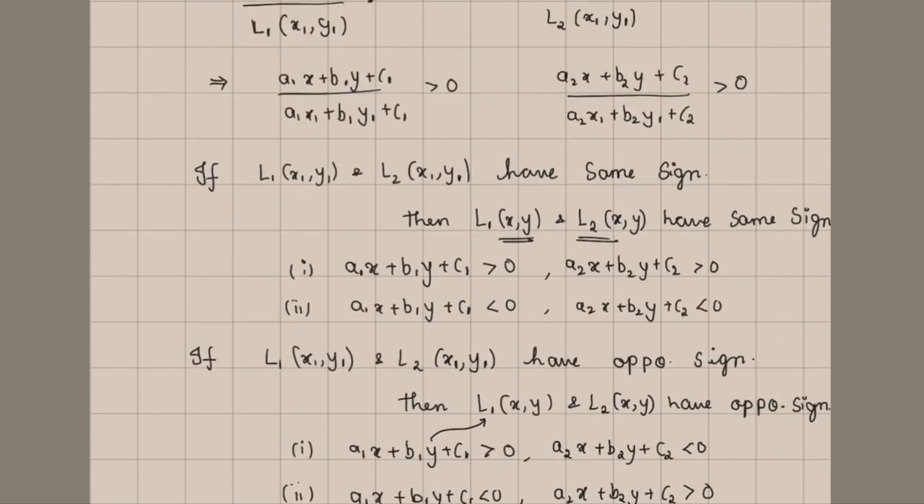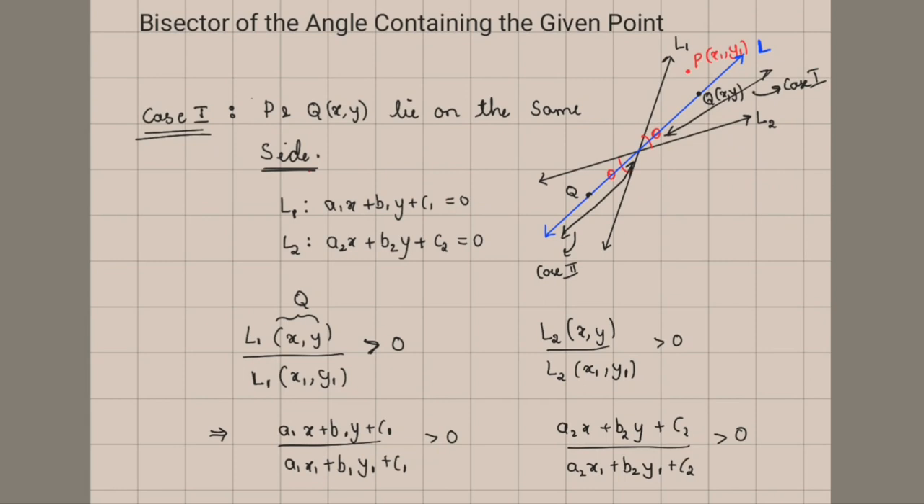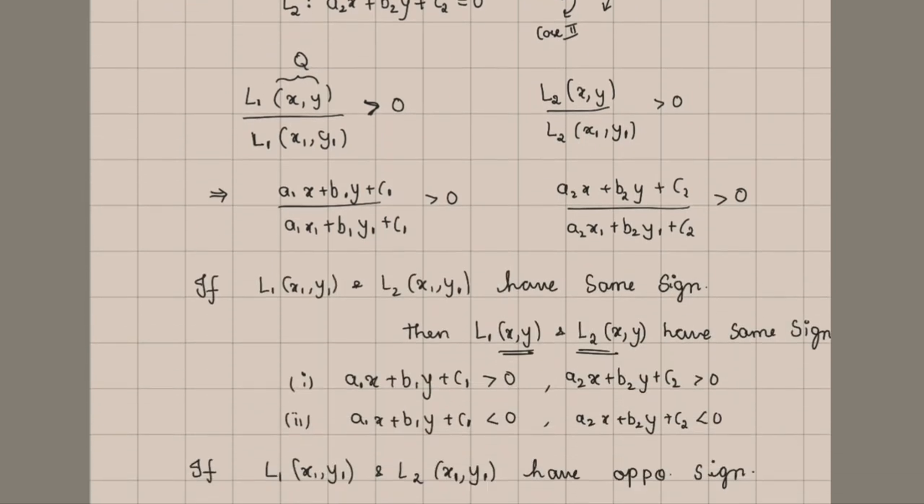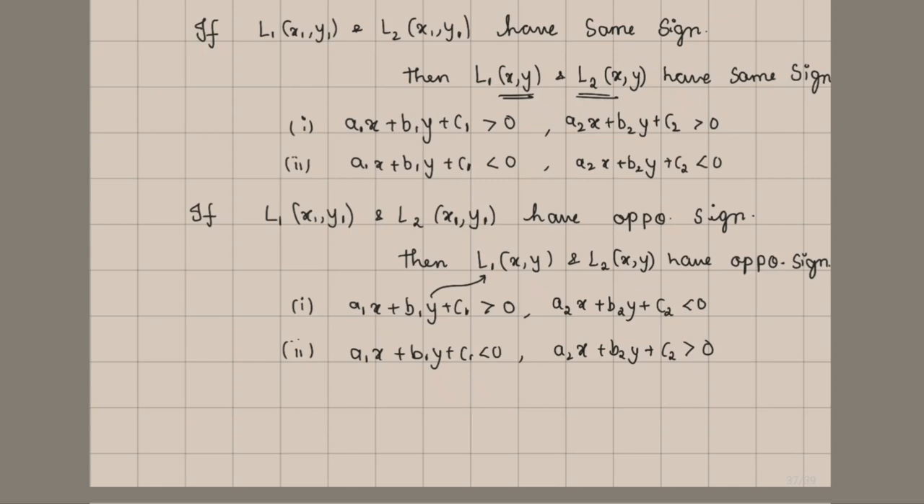Let's see what we have done in this proof. We have taken case 1 where P and Q lie in this region. Then these both lie on the same side of L1 and L2. So we got a condition which is that these both should be greater than 0. Depending upon the signs of L1 of x1 comma y1 and L2 of x1 comma y1, we got two cases where these both can be greater than 0 or both can be less than 0. Similarly, when these both have opposite signs, then one can be greater than 0 and the other will be less than 0. So we got two more cases here.